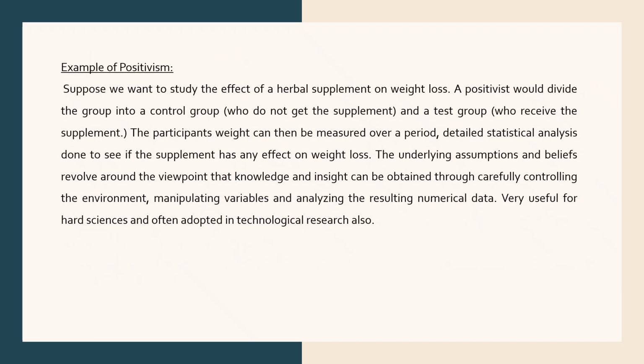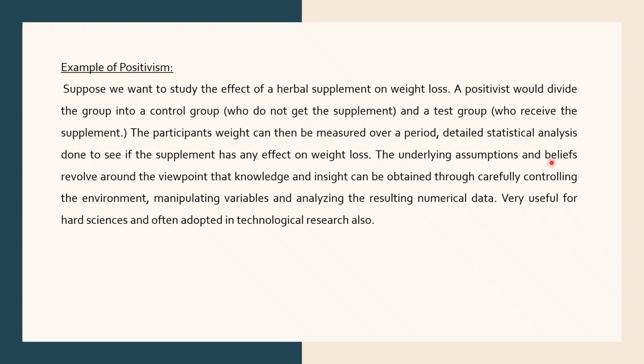An example of positivism: suppose we want to study the effect of a herbal supplement on weight loss. A positivist would divide the group into a control group who do not get the supplement and a test group who receive the supplement. The participants' weight can then be measured over a period. Detailed statistical analysis is done to see if the supplement has any effect on the weight loss. So we will get to know whether the supplement is working or not.